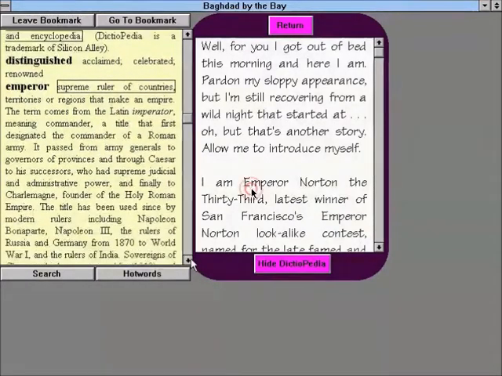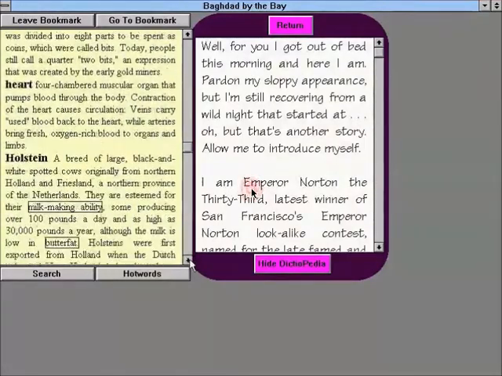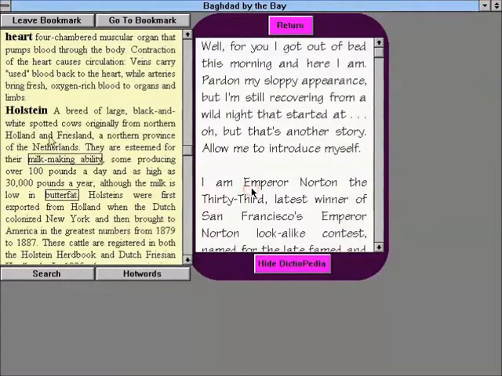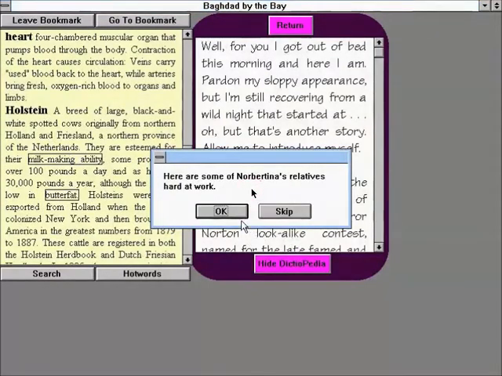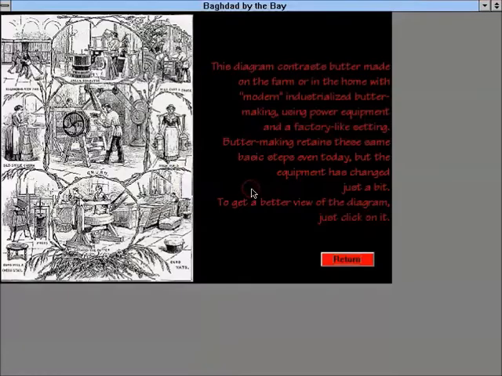Educational. Oh no, no, no, that's just the game trying to make us look more interesting than this actually is. This is way better.